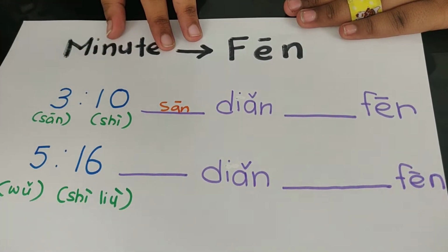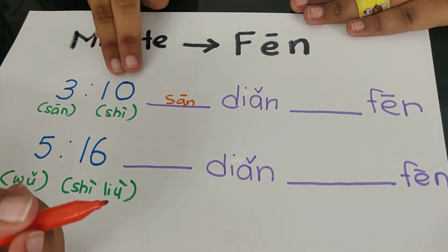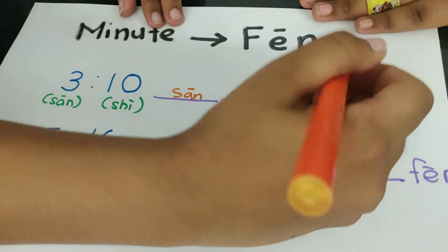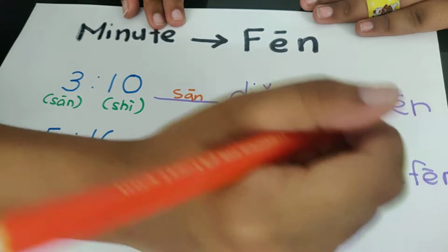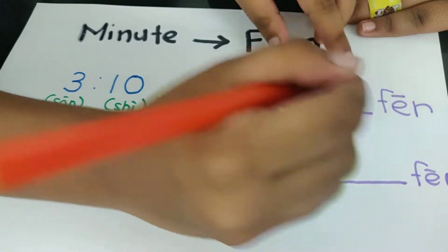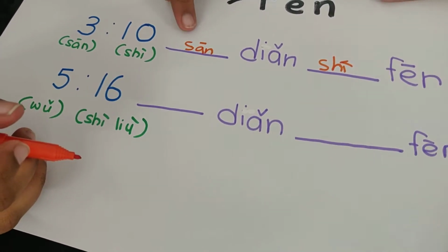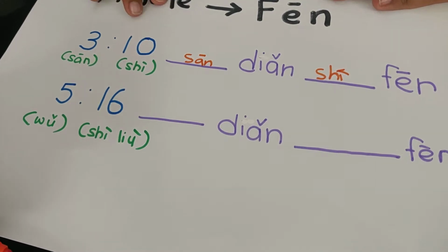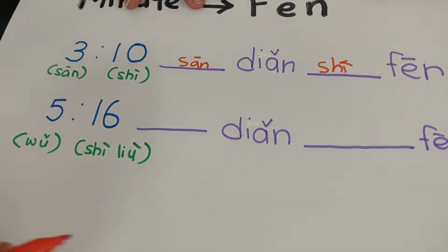So now we're going to write the minute hand. So here in the minutes we write this part of the time. So shi is 10. So it's shi. This is how we tell the time in Chinese. So this is how we pronounce it. San dian shi fen. San dian shi fen. That means 3:10. Let's move on to the next example.